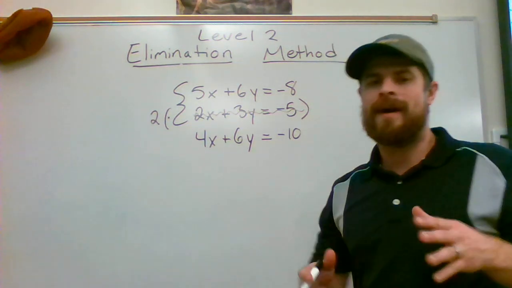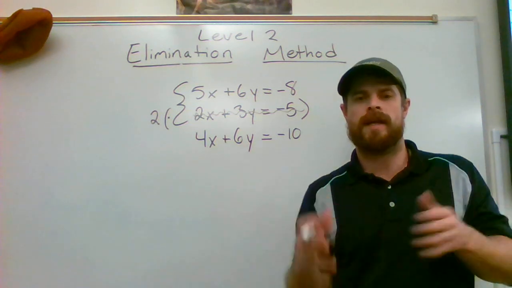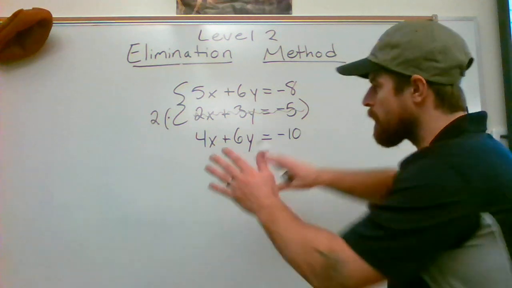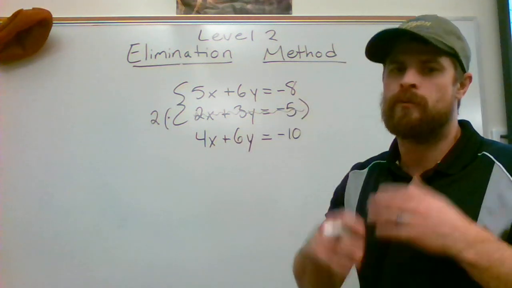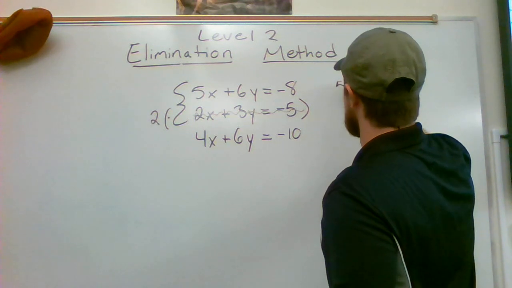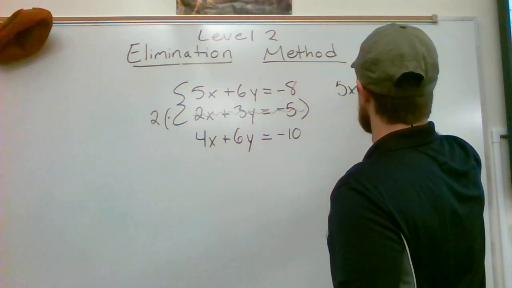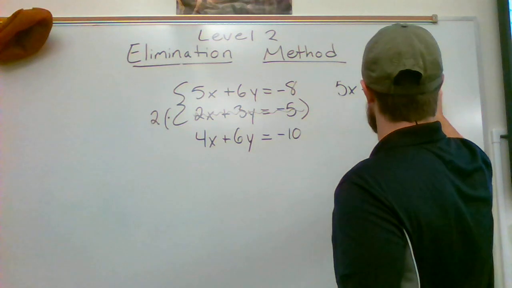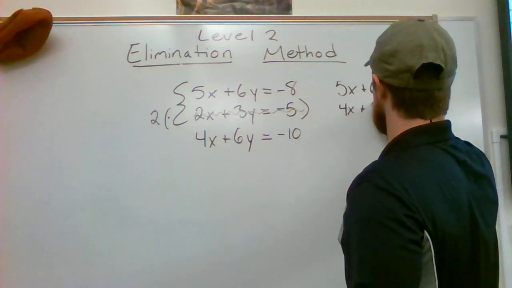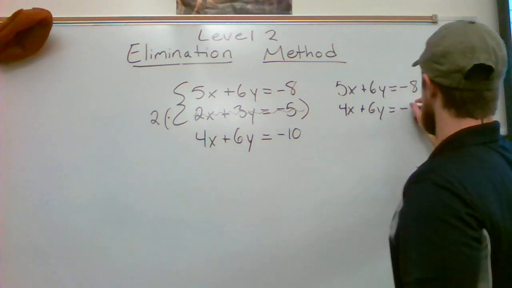Now, I am all about organization, keeping your work nice and clean. Math can get very chaotic and crazy, so move off to the side, take the time, and rewrite the problem again so that everything is looking nice and crisp. 5x plus 6y equals negative 8. That's your first one. 4x plus 6y equals negative 10.